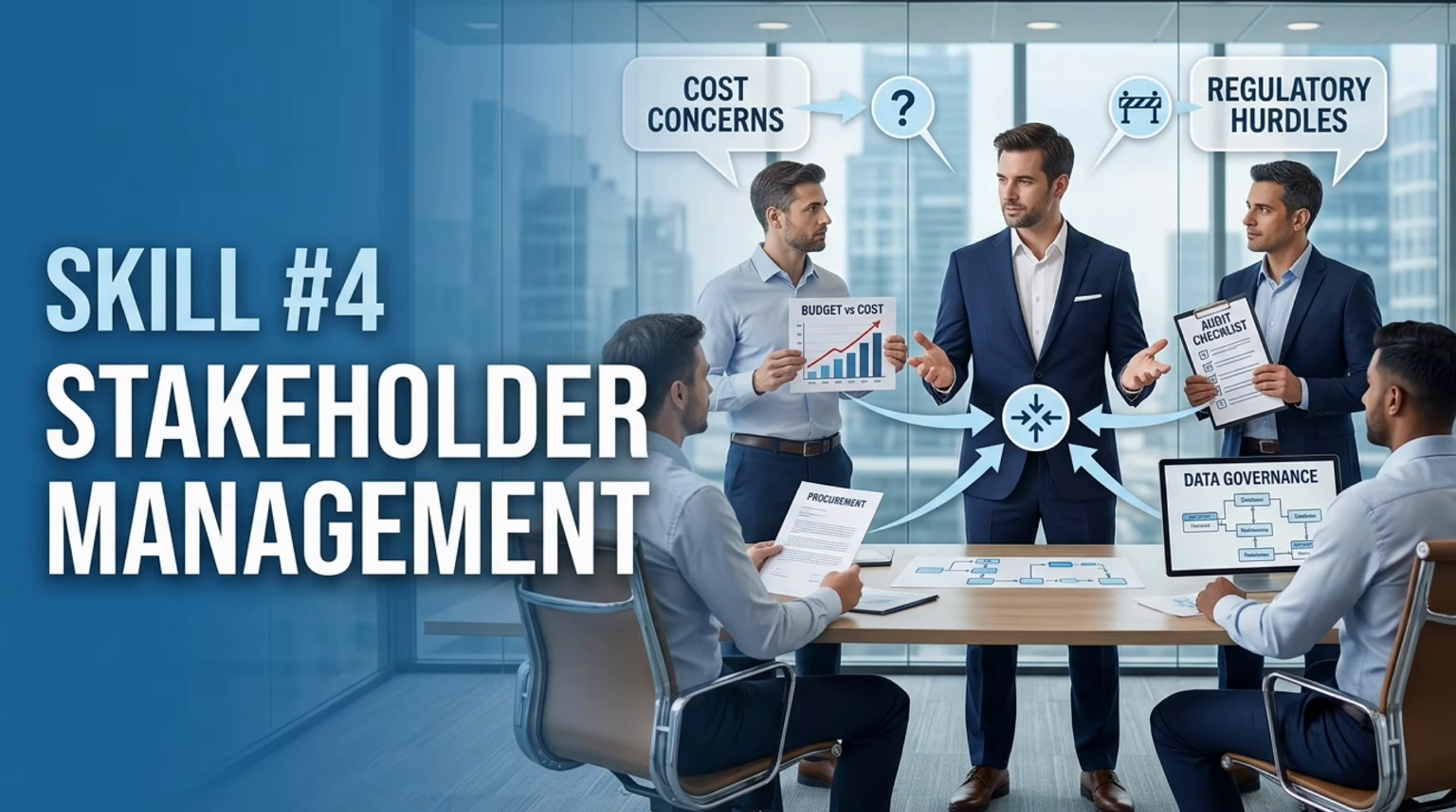So communication is not about sounding impressive. It's about making sure that the business, development, and testing teams all have the same understanding. That's what good BA communication looks like. The fourth skill is stakeholder management.